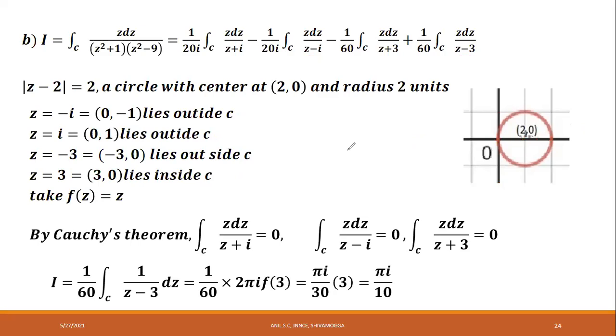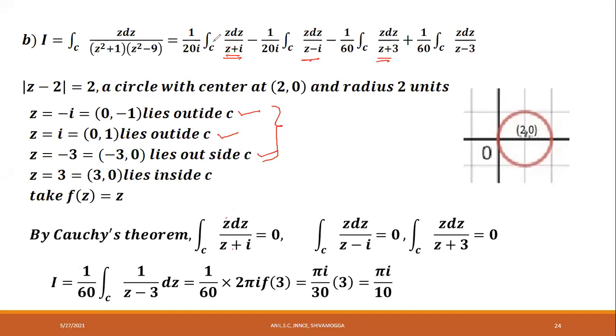Therefore, for this integral the point of discontinuity lies outside C, and for this integral also outside C. These 3 points lie outside C. Therefore, Cauchy's theorem is to be applied. You directly make the integral 0. Cauchy's theorem means this integral z divided by z plus i is 0, this integral z divided by z minus i is 0, and this integral z divided by z plus 3 is also 0. And this point lies inside C. Therefore, the integral formula is to be applied.